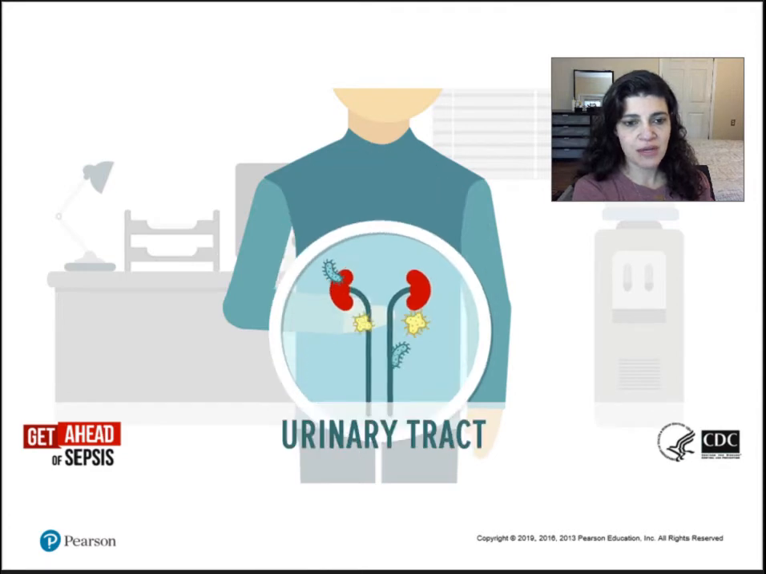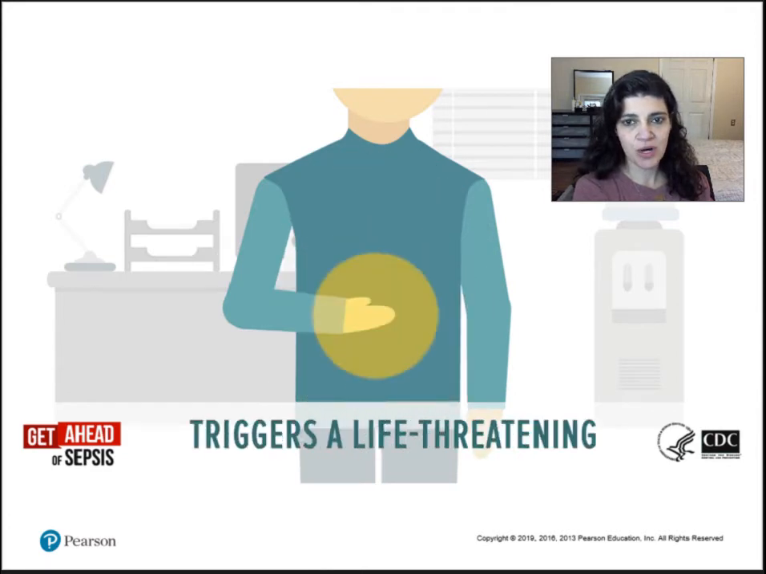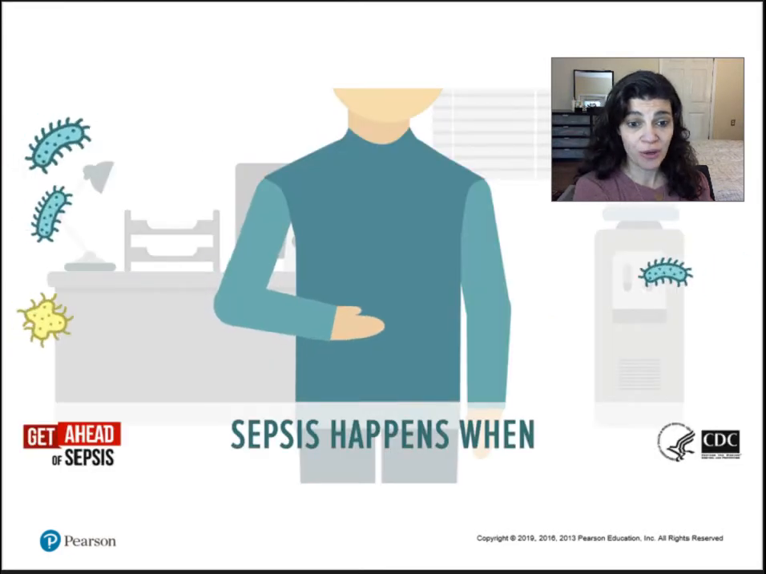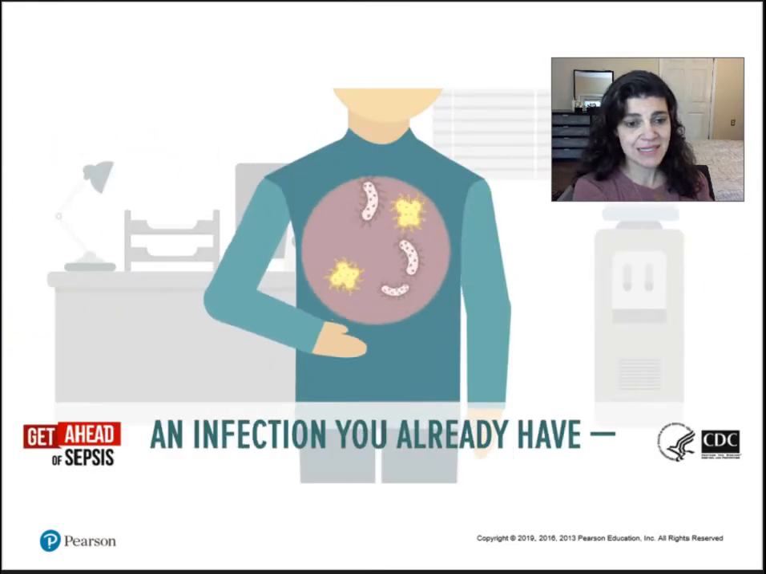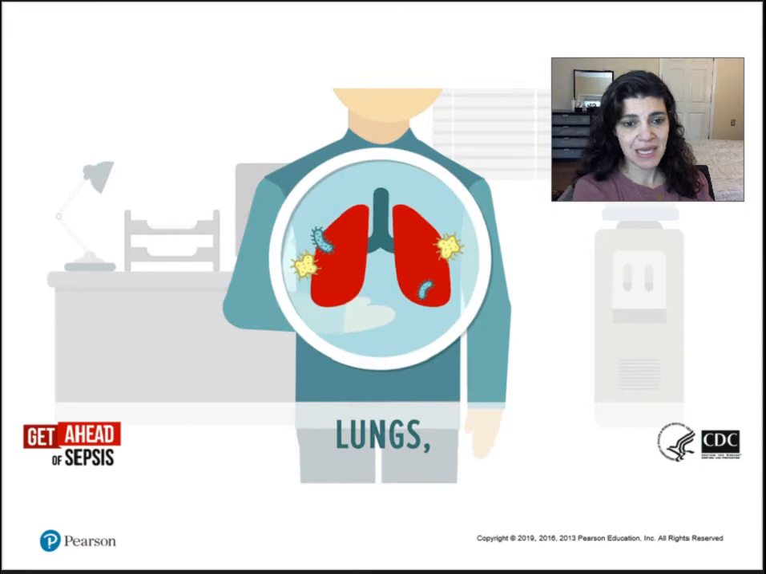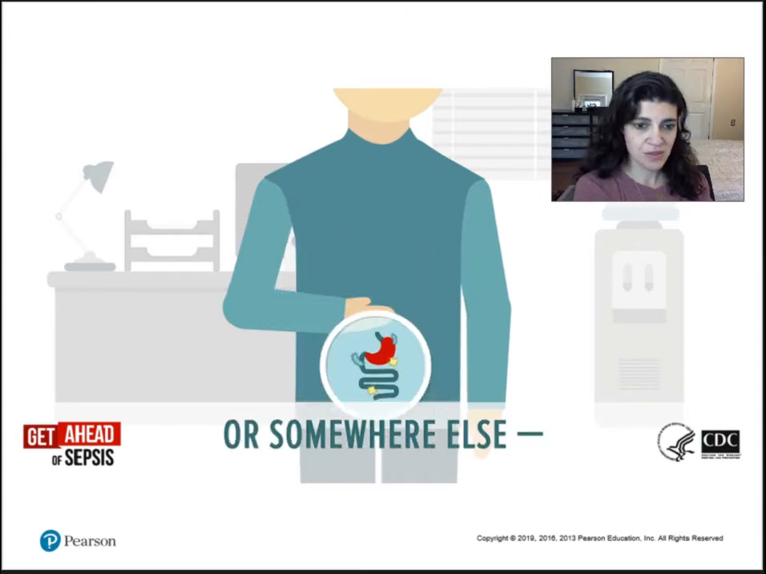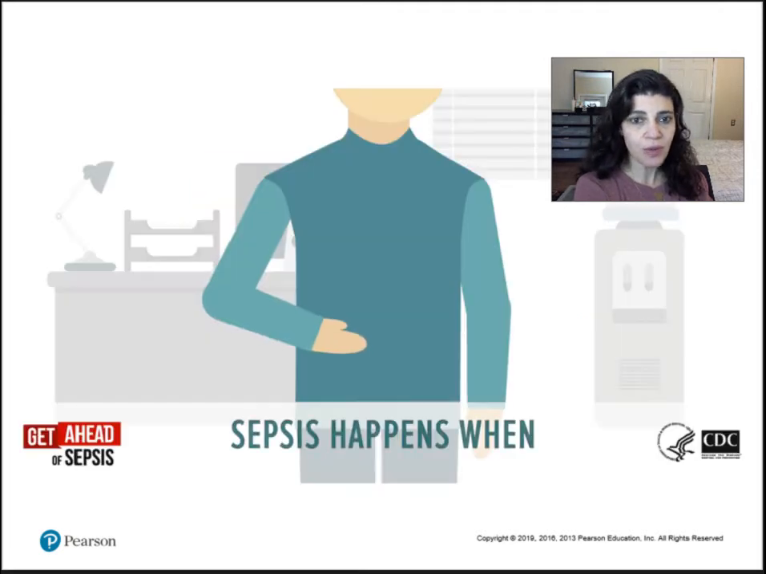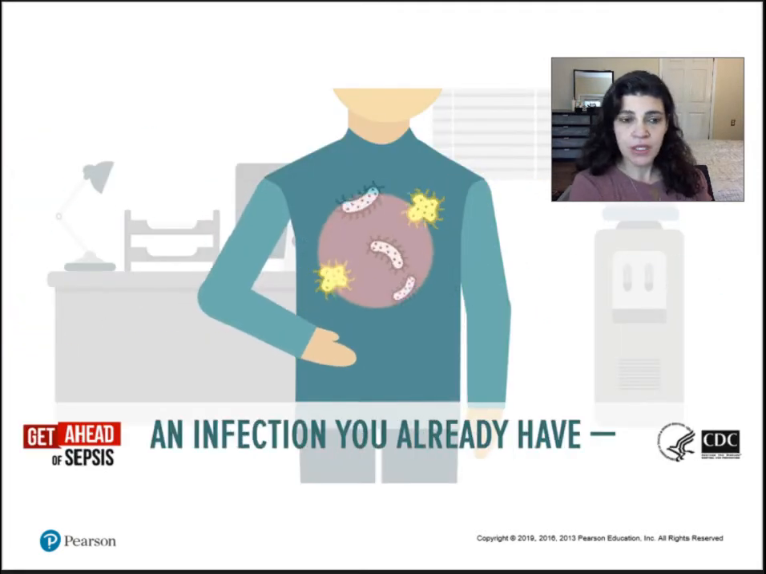So if you already have an infection in the skin, lungs, or urinary tract, that will trigger a reaction through your body. That's sepsis. Skin, lungs, urinary tract, or somewhere else. It triggers a life-threatening chain reaction through your body, and that's sepsis, okay?